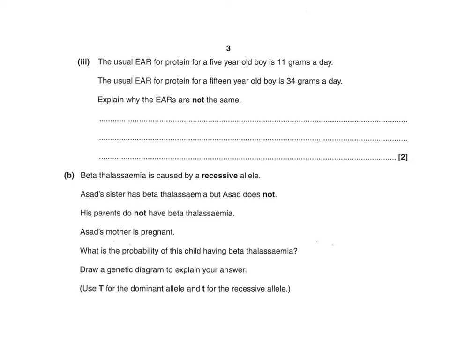Then the usual EAR for protein for a 5-year-old boy is 11 grams a day. The usual EAR for protein for a 15-year-old boy is 34 grams a day. Explain why the EARs are not the same.